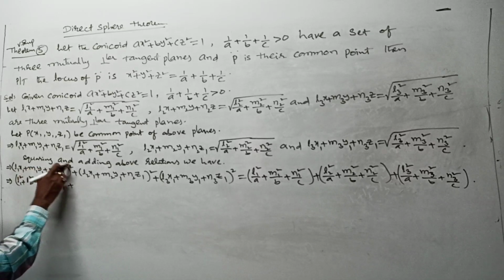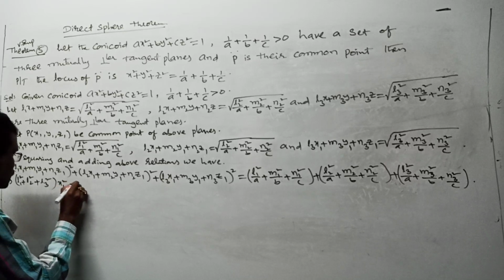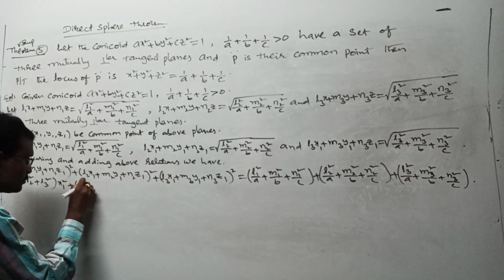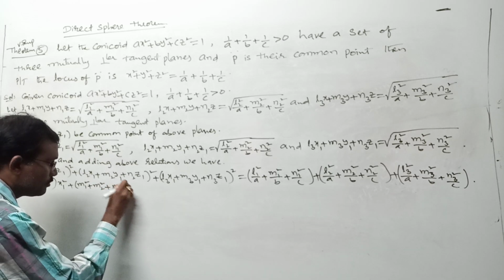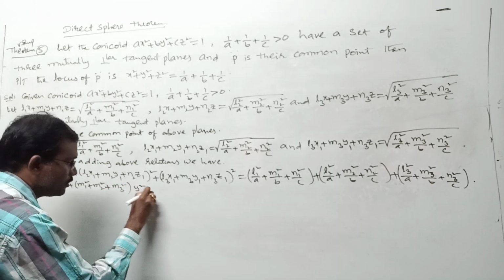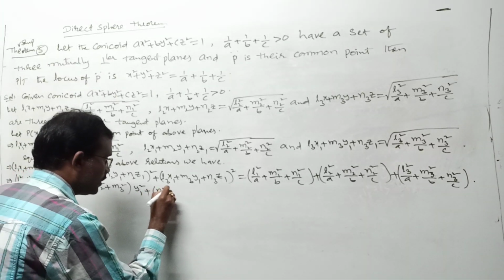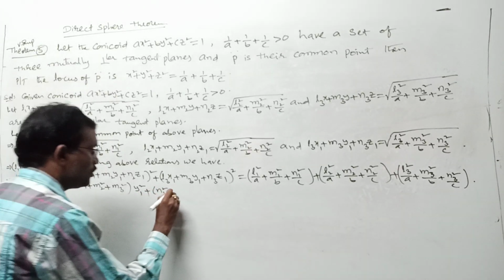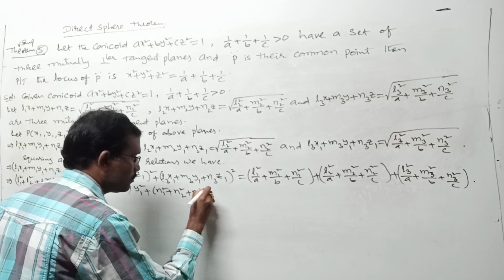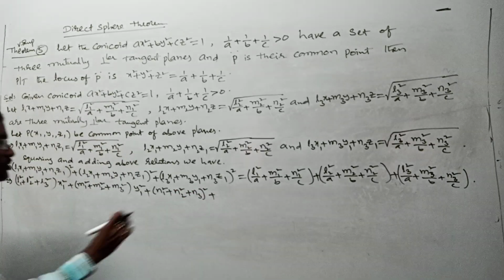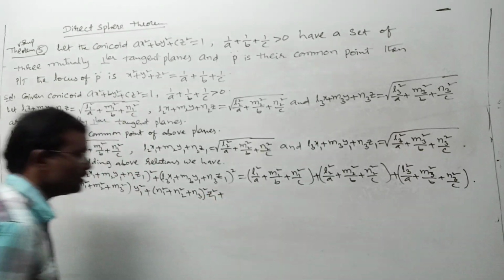Next go for the b square term. It gives the y1 square coefficient. It is M1 square plus M2 square plus M3 square into y1 square, plus the c square coefficient, N1 square plus N2 square plus N3 square. This gives your into z1 square. Sorry, this gives the square terms.